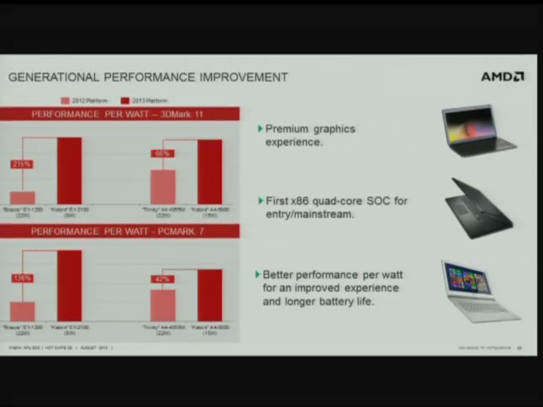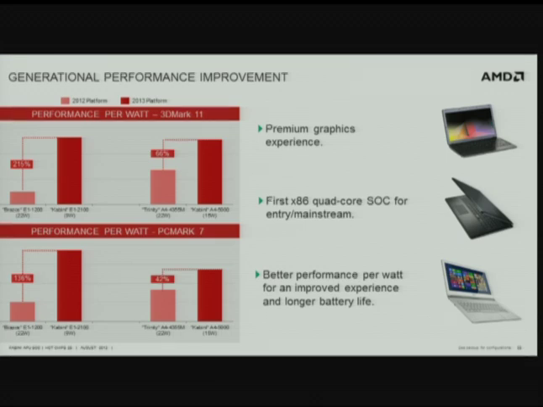Then we have the notion of generational performance per watt improvement over our mainstream products. What I have here is a picture of our Trinity device from last year. We'll be talking later about our newer version, Richland, but this is compared to our previous generation. And again, you can see the incredible performance per watt improvement that we made there compared to the Trinity device. So very good improvements there as well.